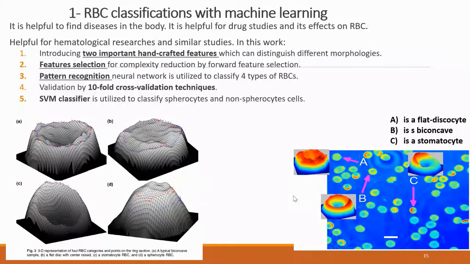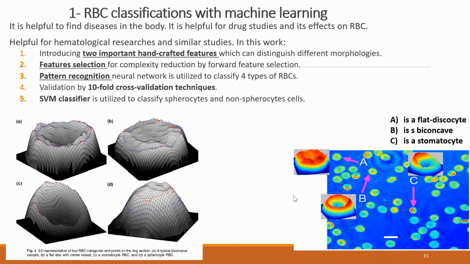Okay, the first work is RBC, red blood cell classification with machine learning. Why is this RBC classification important? Because it's helpful to find disease in the body. It's helpful for drug studies and their effects on RBC. Also, this is helpful for hematological research and similar studies.